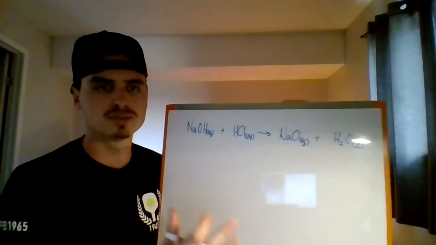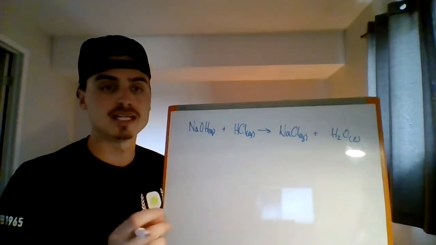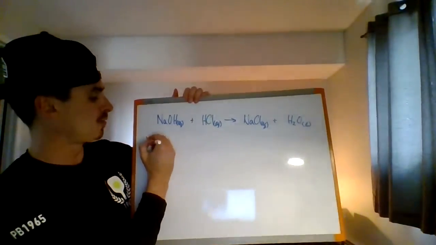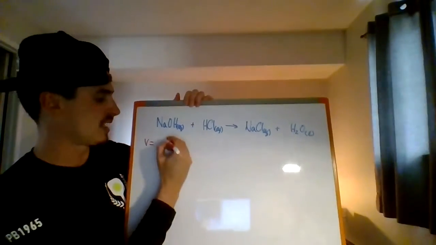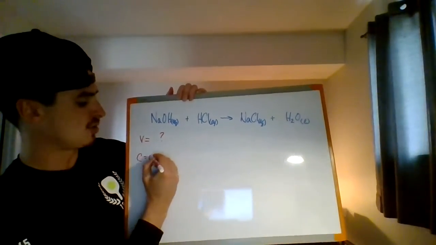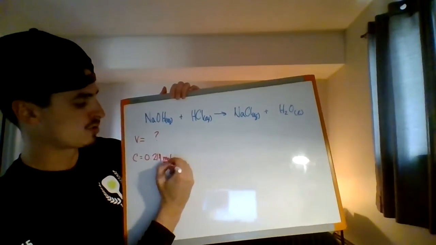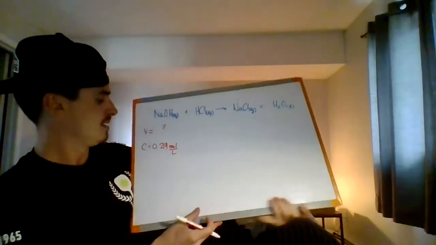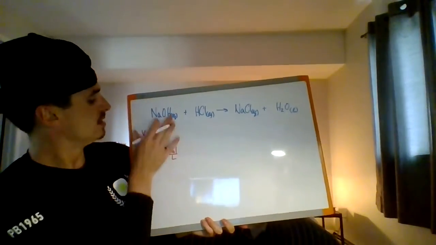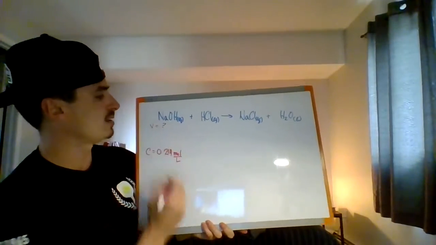Now, it's given us a couple different things. It's given us the volume, it says, what volume of sodium hydroxide? So I'm looking for volume of sodium hydroxide. It's given me the concentration of sodium hydroxide, 0.214 moles per liter, okay? And it wants me to have volume, okay? So let's just write down that information. I'm looking for volume. I have concentration.